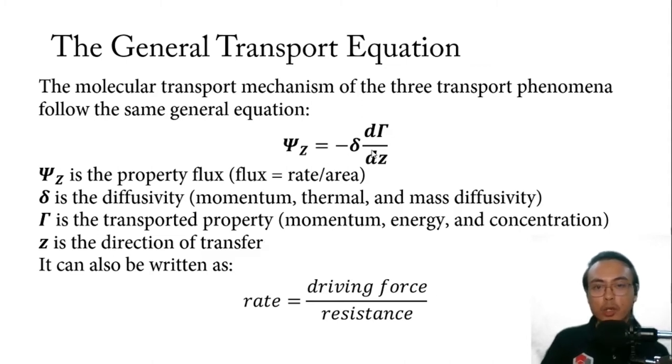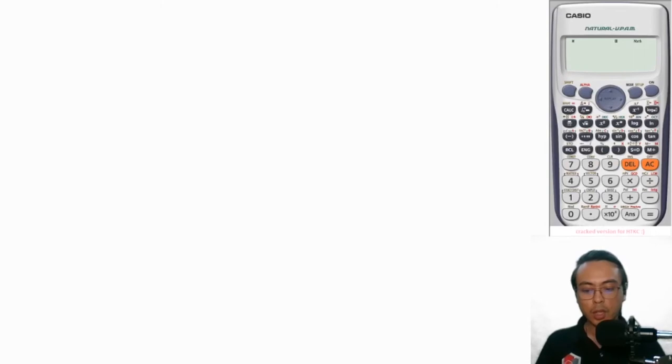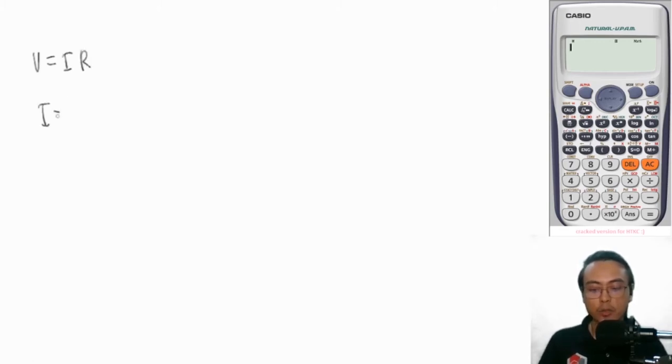This general transport equation can also be written as this general equation of rate is equal to driving force over resistance. This equation is very similar to Ohm's law. So let me demonstrate. If you will remember from physics, Ohm's law, we know that it is V is equal to I times R. But if I'm going to rewrite this, we have I is equal to V over R, wherein I is the current, and current is the rate at which electrons are traveling. V is the voltage, or this is the potential difference. Potential difference meaning that there must be a difference in potential between two points of a conductor in order for the electrons to flow. So we can also think of the voltage as our driving force.